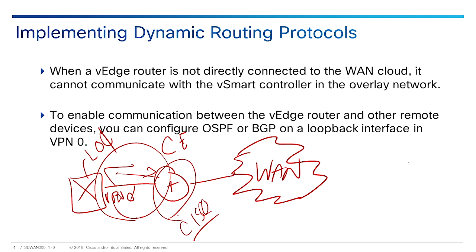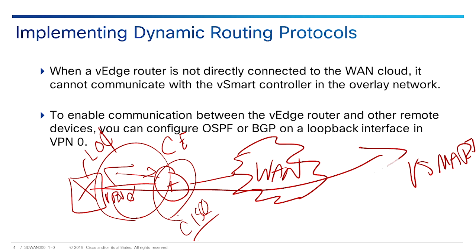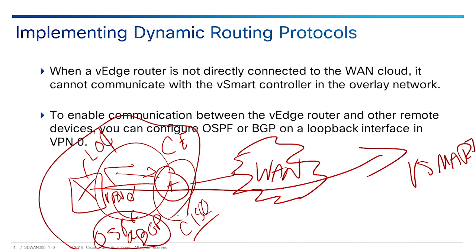So if our vSmart is back over here, or this device is what's providing our internet access, we still need to route back through that other device, okay? Since we're not directly connected to the WAN cloud, the V-Edge router can't communicate with that vSmart controller in the overlay network. But we still need to enable connectivity to the vSmart and other devices. So what we can do is configure OSPF or BGP in this domain right here.